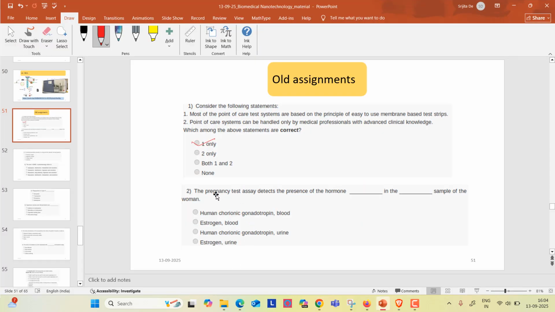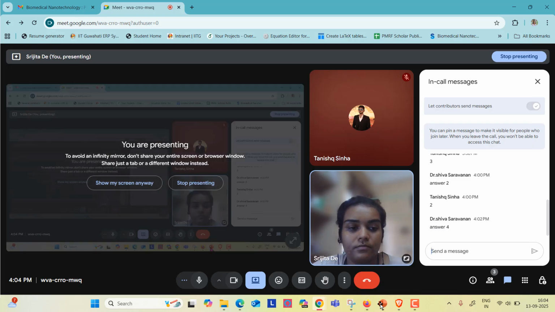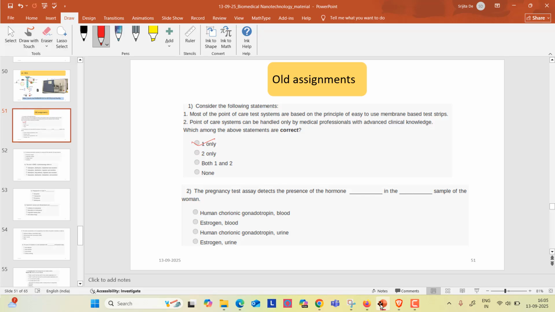Can you tell? Question number 2. The pregnancy test assay detects the presence of which hormone, and what type of sample is that? The answer is human chorionic gonadotropin, HCG, and it is available in a urine sample.